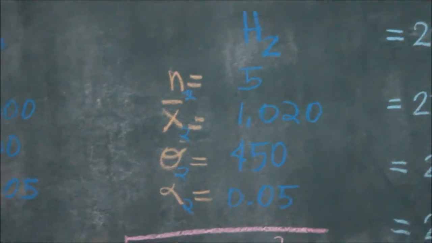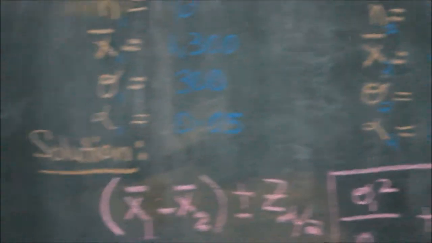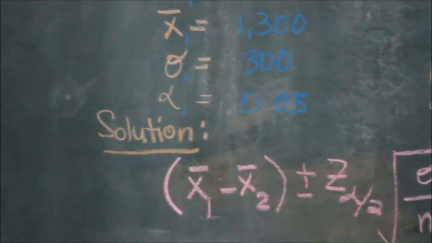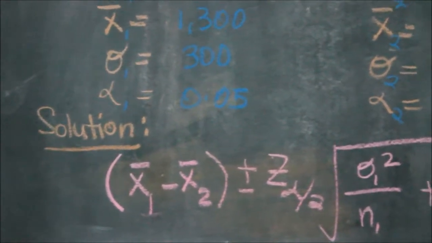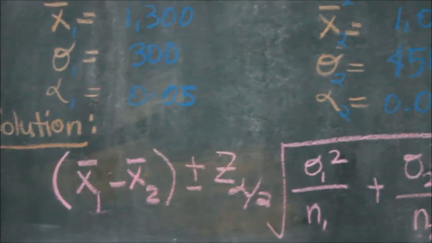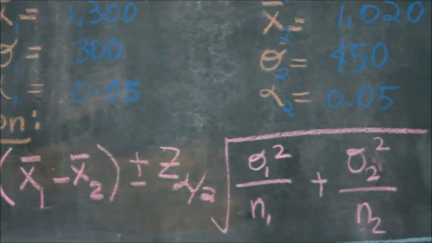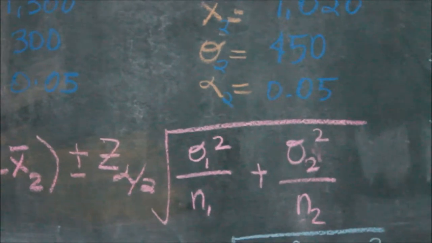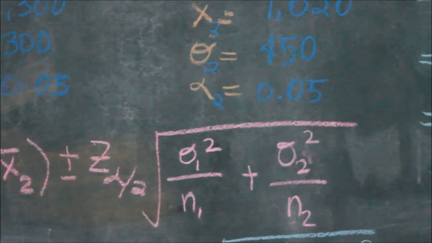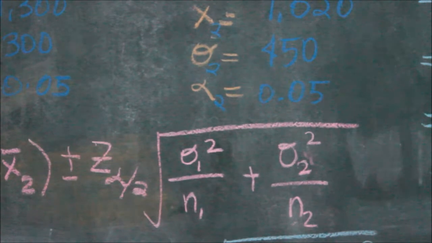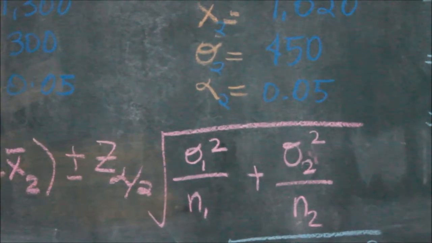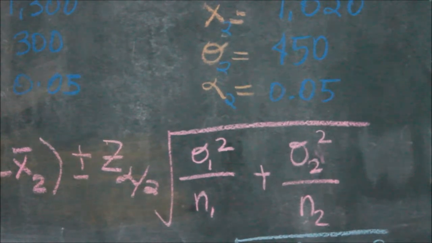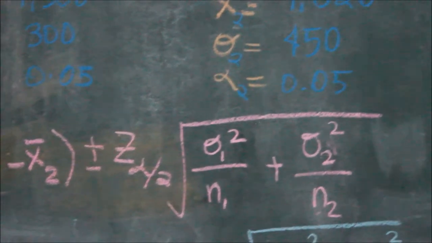And in finding the confidence interval with two means, we are given with this formula. Quantity x bar sub 1 minus x bar sub 2 plus minus z sub alpha over 2 multiplied by the square root of the first population standard deviation squared over n sub 1 plus the second population standard deviation squared over n sub 2.